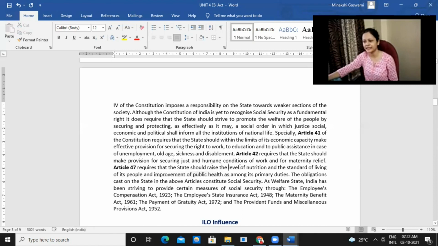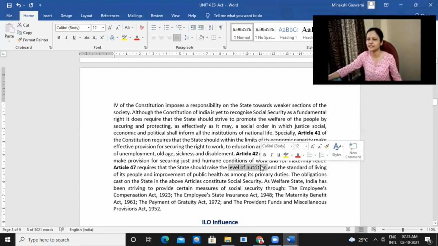Then the state can also take some steps to raise the level of nutrition, standard of living, etc. If there are some food items which are below the standard, those might be banned, like what happened with Maggi. Then at some stages, if something is needed, like banning of alcohol during the first wave of COVID, those are all measures or steps taken by the state because it has that duty under Article 47 of the Constitution.